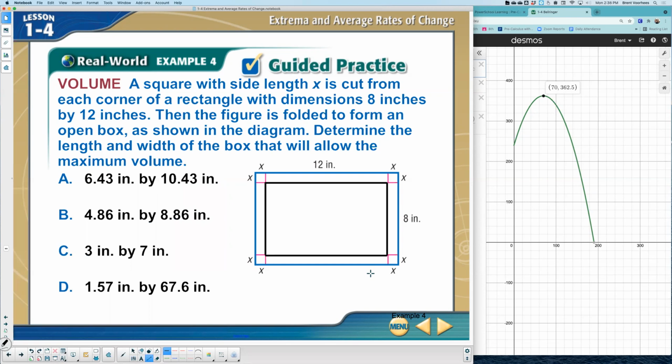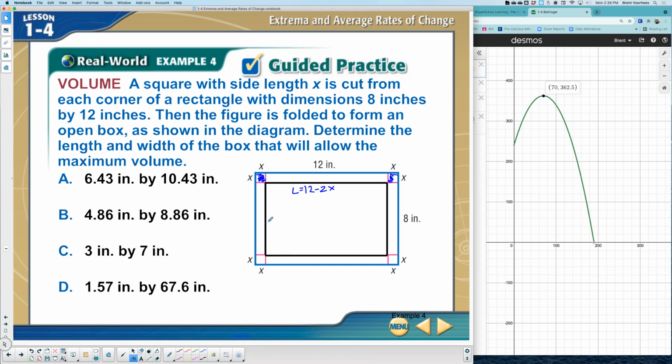So when I fold these, my length will no longer be 12 in length. As you can see, this blue line is 12 inches. But we cut out a length of x here and a length of x over here. And so this inside portion, how long is it now after I've cut out all of this and it no longer exists? How long is this side? 12 minus 2x. And I'm going to call that L.